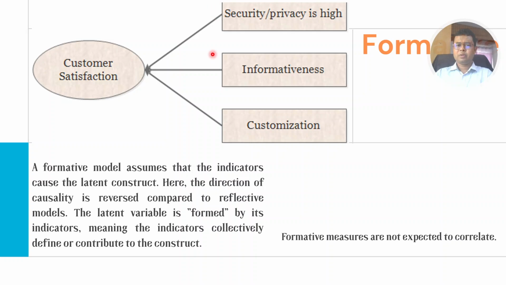If all these items are fulfilled for me, then I will be satisfied. That is why these measurement items cause the factor. Once again, in this formative model, we use the arrow sign from item to the factor. But formative measures are not expected to be correlated.